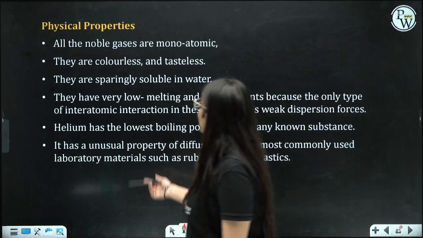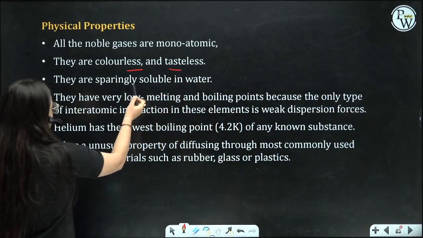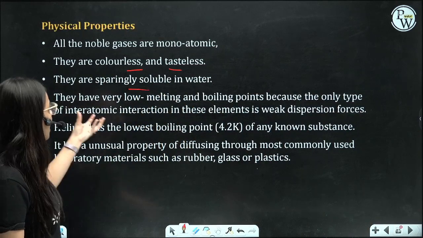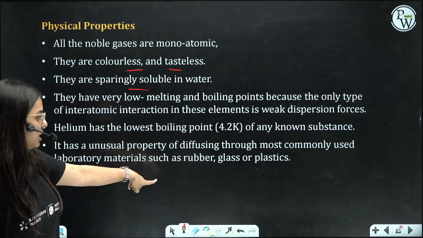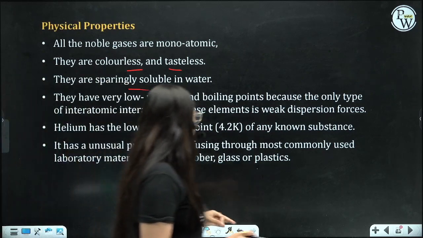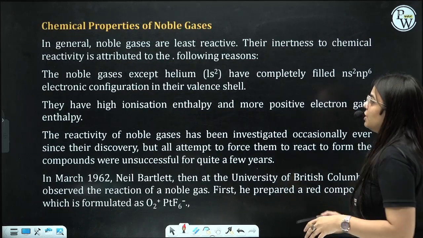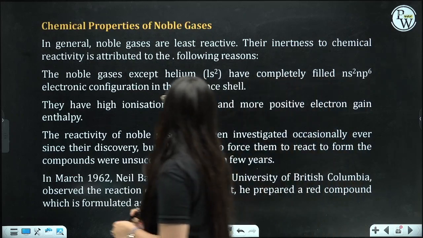Physical properties: they are monoatomic, colorless, tasteless, and sparingly soluble in water. They have very low melting and boiling points, right everyone? Helium has the lowest boiling point, and here we have weak dispersive forces. Do remember that. Moving on to the chemical properties, noble gases are least reactive.